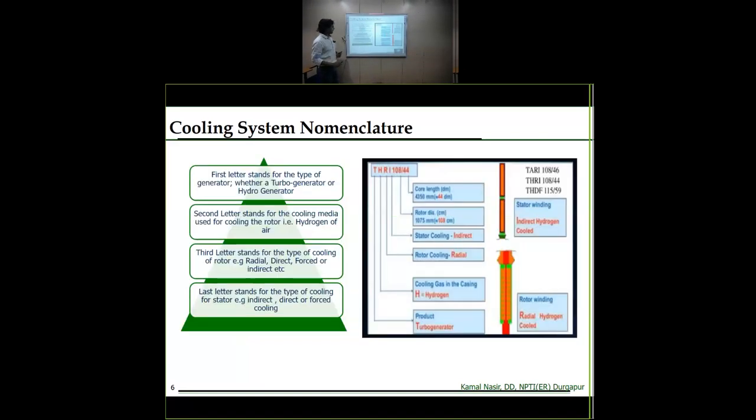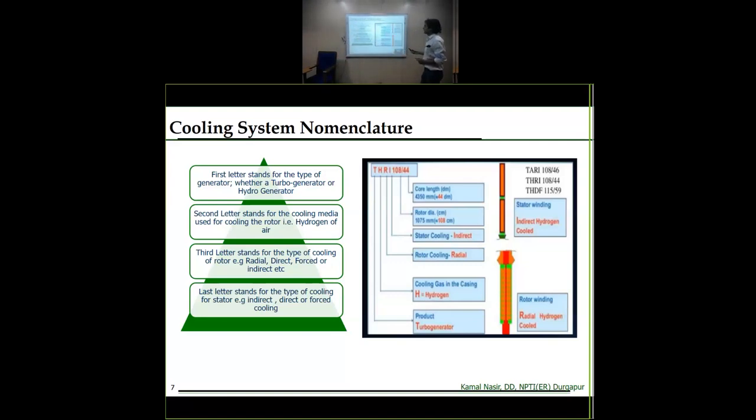Let's take one example that will show you. See these four alphabets first. Here it is T. This means it is a turbo generator. Then we have H. H means the rotor is cooled by hydrogen. Then we have R. Means it is radially cooled. Means the hydrogen will enter radially into it and go out radially.